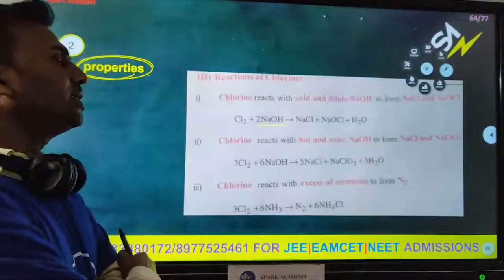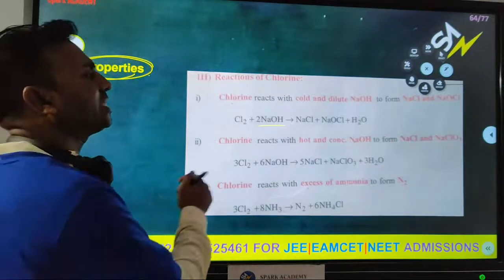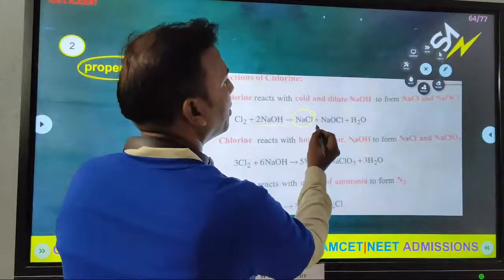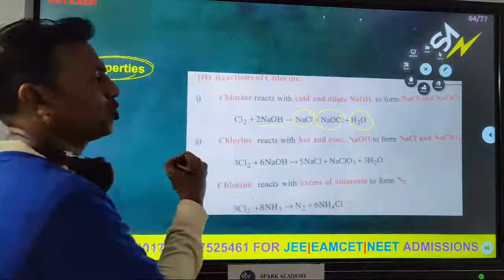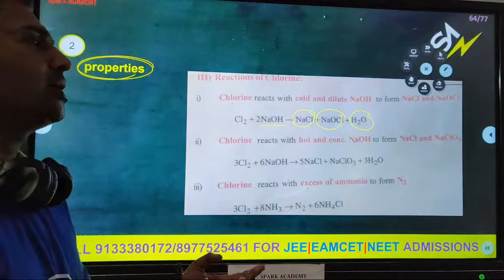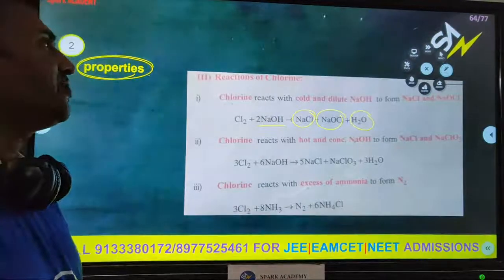When chlorine reacts with cold and dilute sodium hydroxide, it gives NaCl salt. And what about NaOCl and H2O? So what are the products? Salt, NaOCl, H2O. This is the first property.